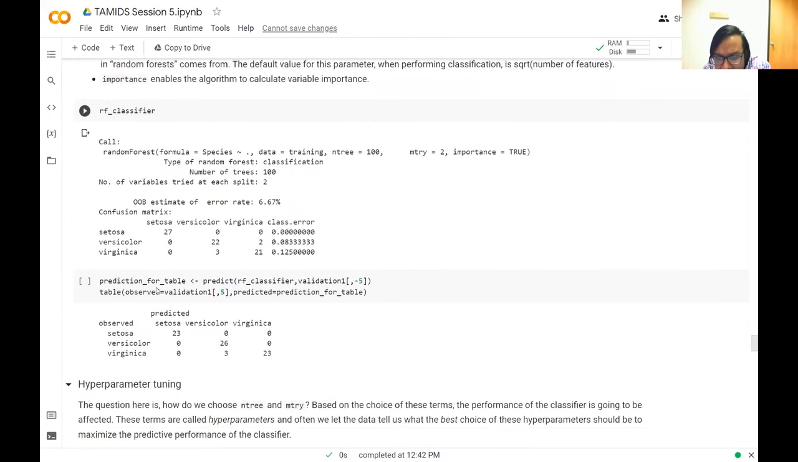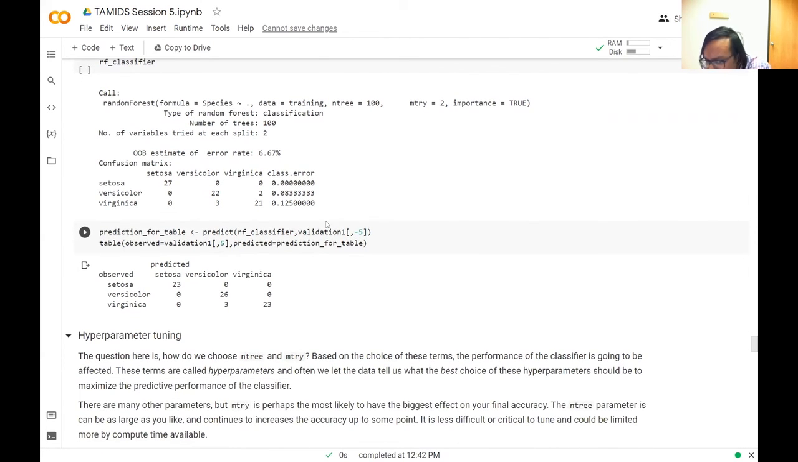Now, if we make the prediction for the test or the validation data, we see that the performance slightly changes, and we see that the performance is very stable. It's 23, 26, and 23, and 3 of them were misclassified.